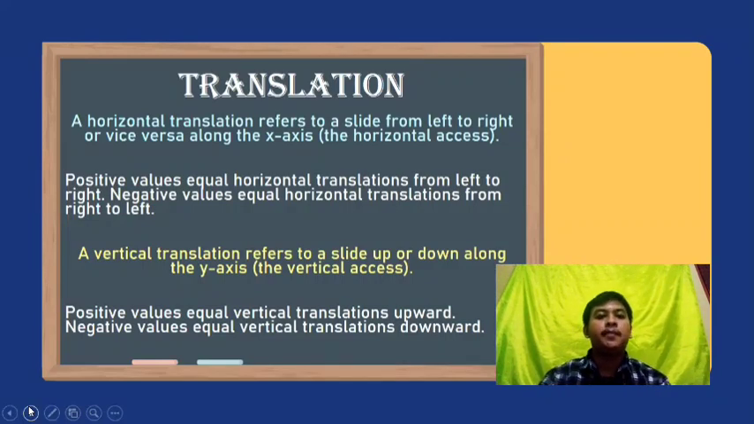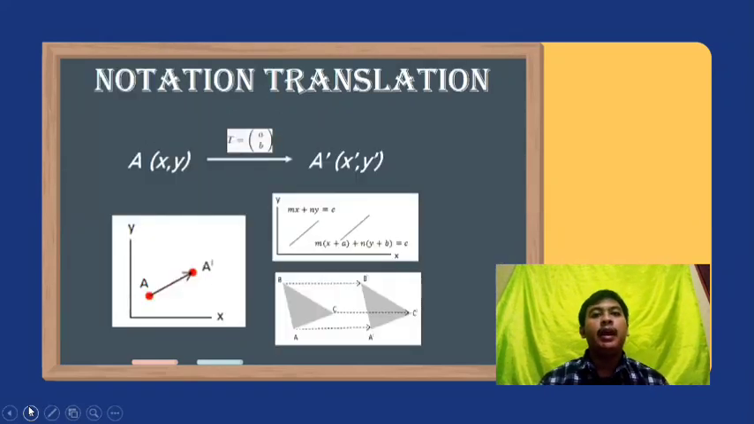In this picture is the notation of translation. A point with coordinates x and y, translated by a and b, gives the final point with coordinates x' and y'.